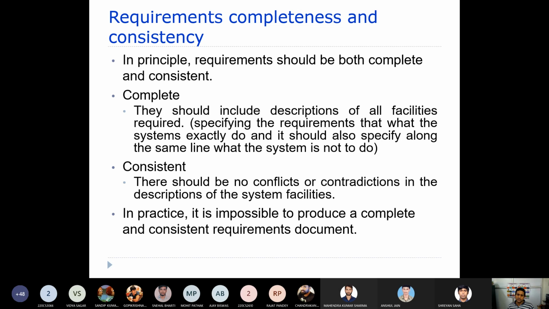It should not be inconsistent. I mean, it should be consistent always. So in practice, it is impossible to produce a complete and consistent requirement. So usually we say that it is very difficult to come up with a complete and consistent document, right?